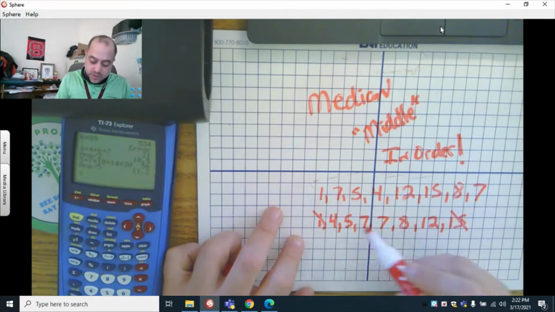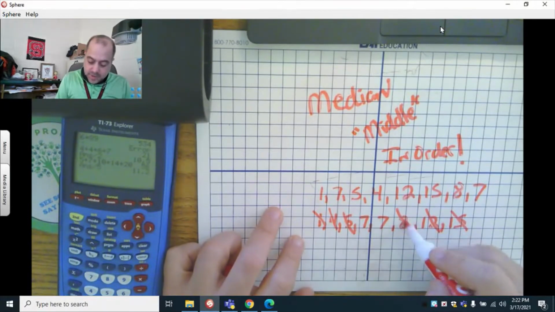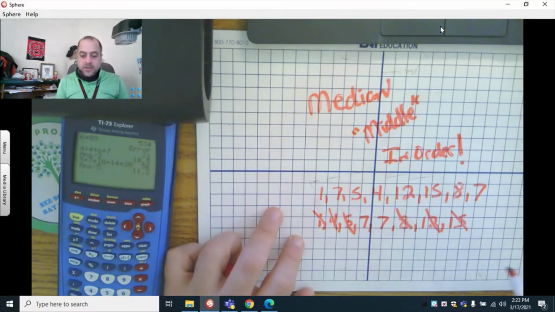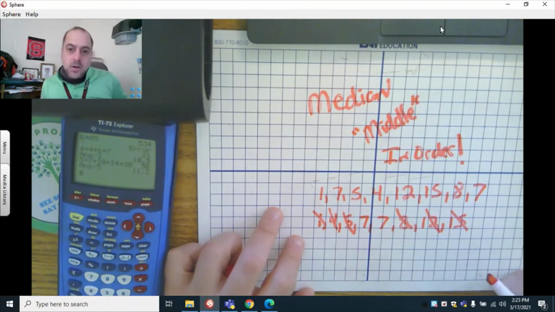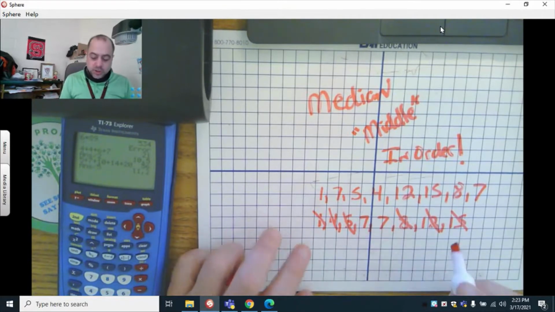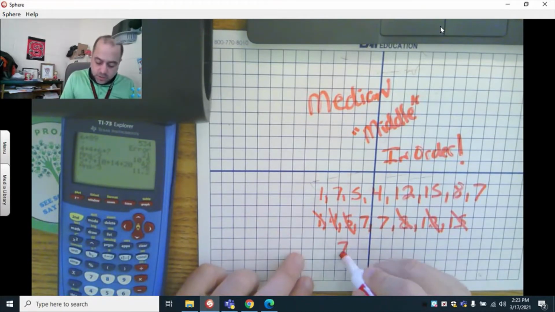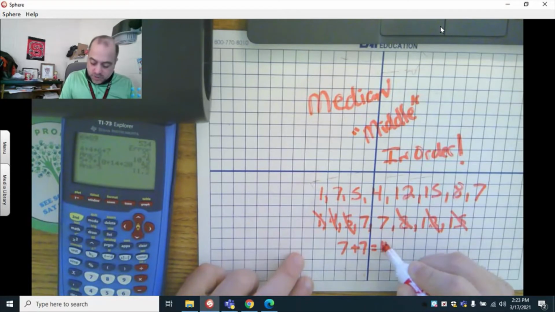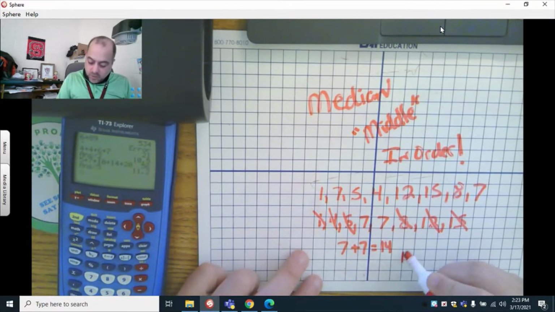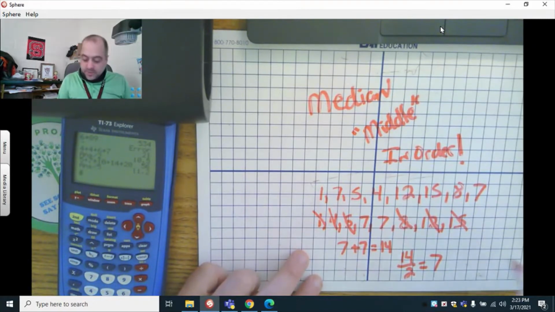Boom, get rid of that number, that guy, that guy, and that guy. Well, look what happens. If you do here and here, you're going to get rid of all of them. When there's 2 in the middle like this, you have to do the mean of those 2 numbers. So you say 7 plus 7 equals 14, and 14 divided by 2 equals 7. So this one's kind of easy, right? The median is 7.